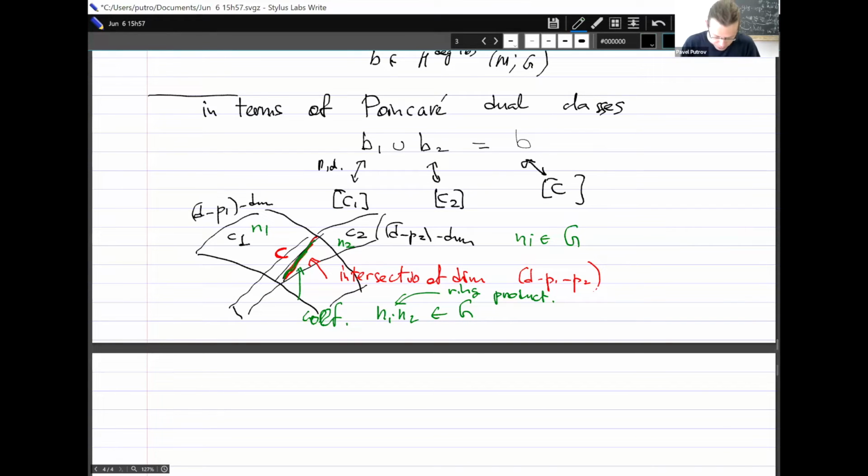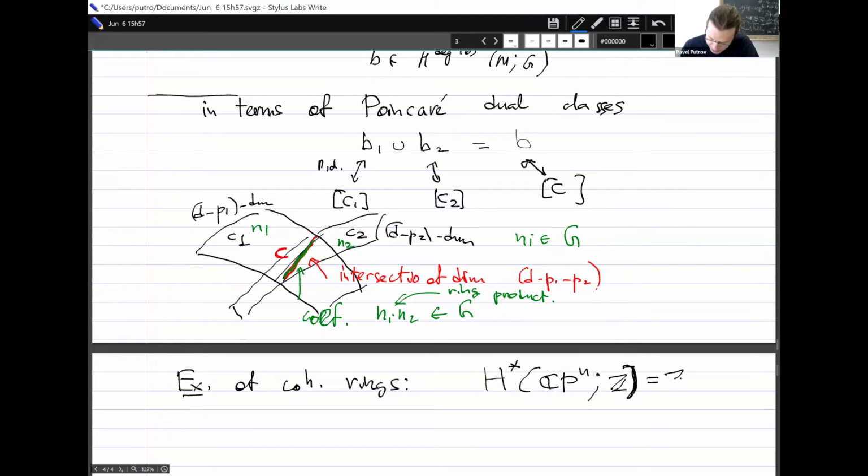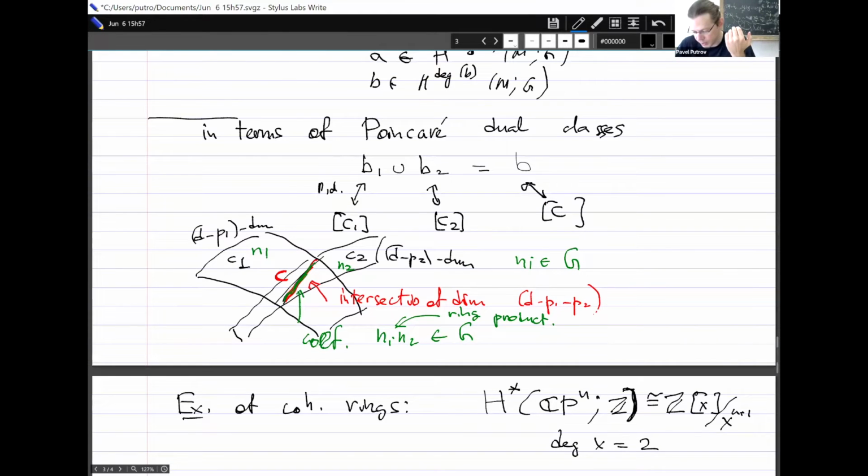Okay, and so maybe let me give some examples of cohomology rings. One of the very important examples is the cohomology ring of CPn, n-dimensional complex projective space, with coefficients in Z. As a ring, it is basically a ring of polynomials in some variable x with integer coefficients modulo x to the n plus 1. So whenever we have the n plus first power of x, we say it's 0. And here the degree of x is 2. So we have basically a single generator in each even degree, which is the corresponding power of this x.